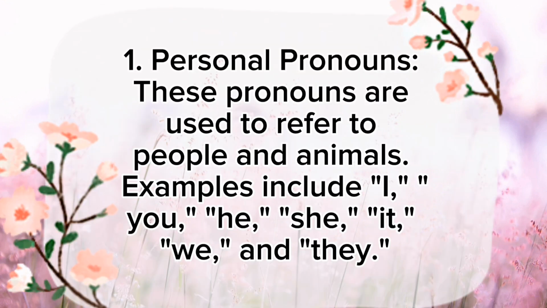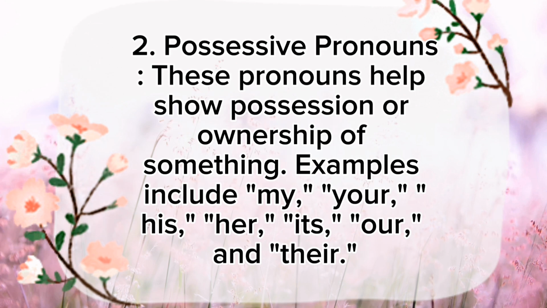1. Personal pronouns. These pronouns are used to refer to people and animals. Examples include I, you, he, she, it, we, and they. 2. Possessive pronouns. These pronouns help show possession or ownership of something. Examples include my, your, his, her, its, our, and their.